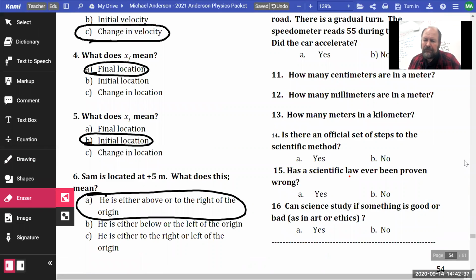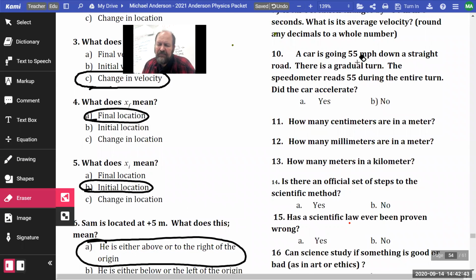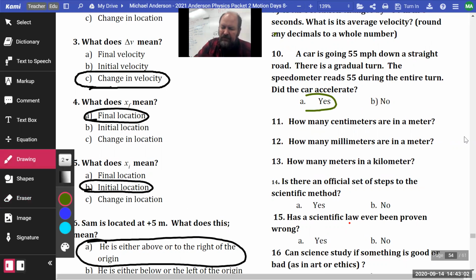Number 10. A car is going 55 miles an hour down a straight road. There's a gradual turn. The speedometer reads 55 during the entire turn. Did the car accelerate? Yes or no, circle your answer at this time. And you should have answered yes.